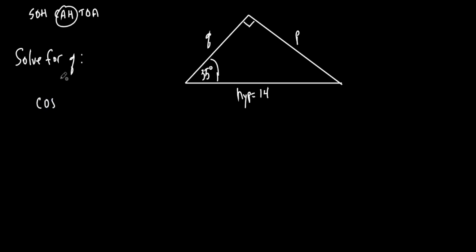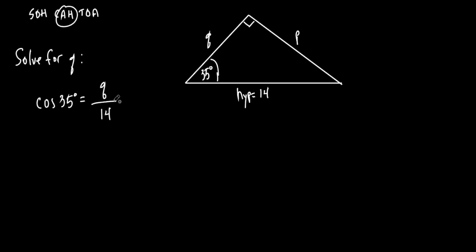What angle am I using here? Come on, what angle am I using right here? The 35 degrees, okay? So the cosine of the angle is the adjacent over the hypotenuse. Which side is my adjacent? That's Q. Over the hypotenuse, which is 14.